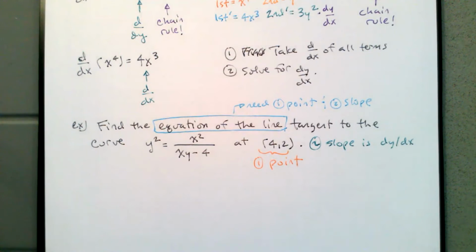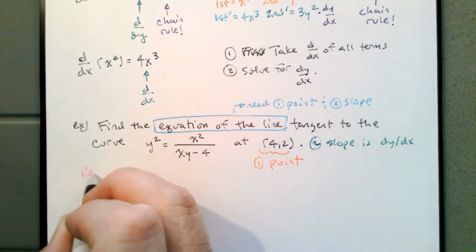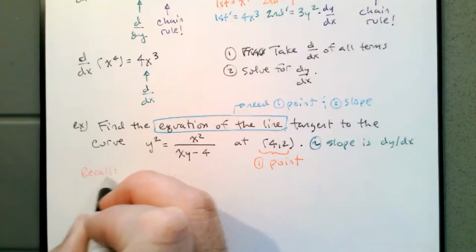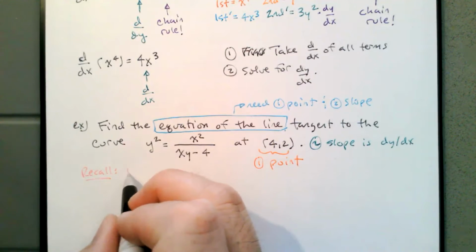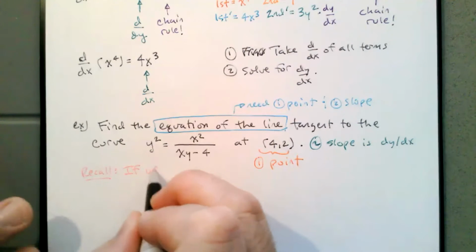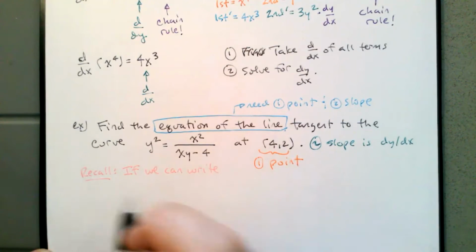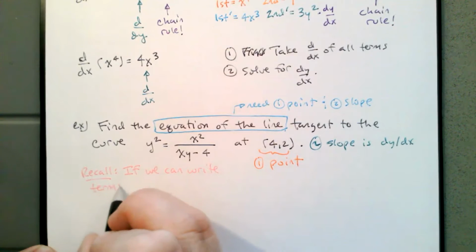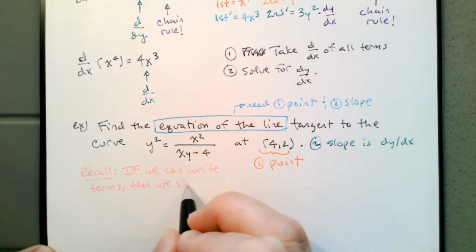I want to think back to when we first started finding derivatives with shortcuts. If we can write terms, then we should write terms. So recall, instead of using the quotient rule, if we can write terms, then we should write terms.